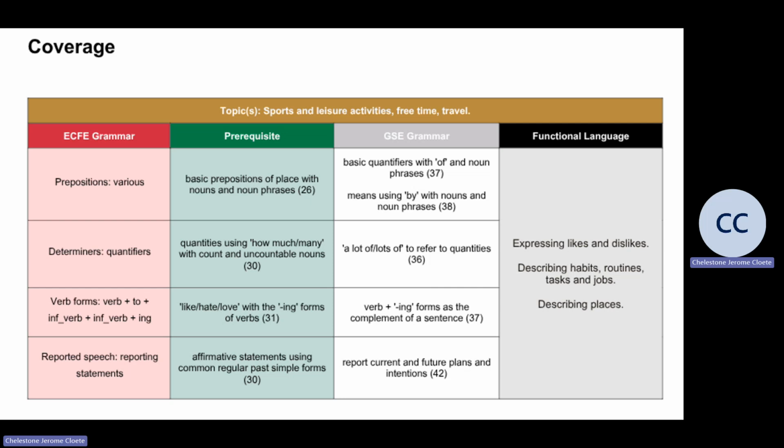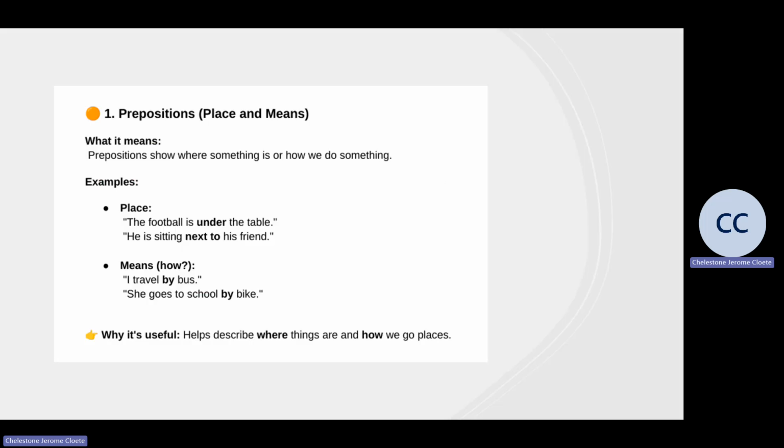All right, I will go through the grammar points in a simplified way. First one is prepositions of place. It means, all right, prepositions show where something is or how we do something. Something is in relation to something else. For example, prepositions of place, we have there: the football is under the table. So under would be the preposition of place. All right. He is sitting next to his friend. So next to would be the preposition of place.